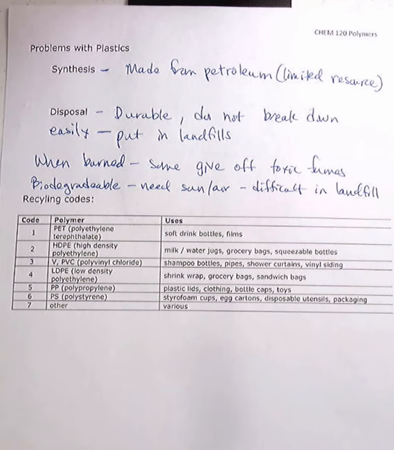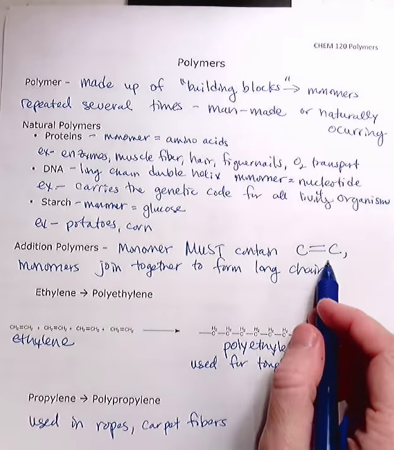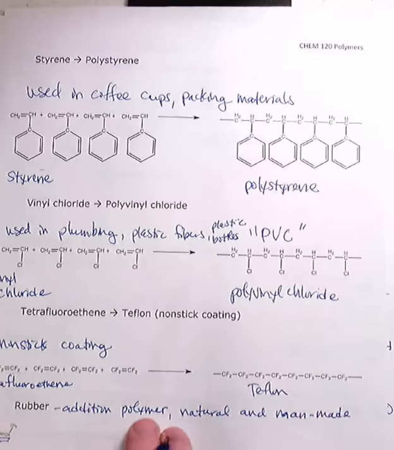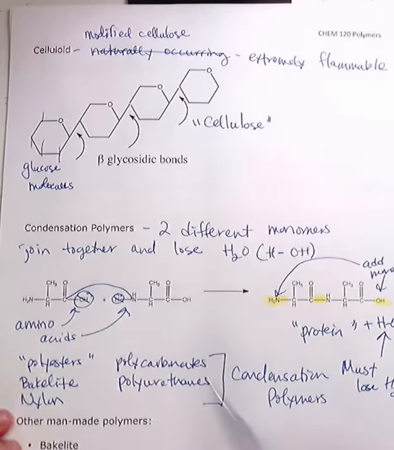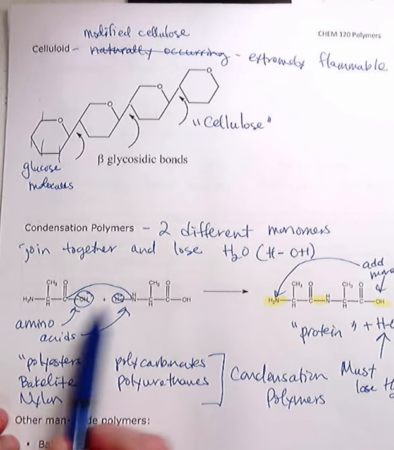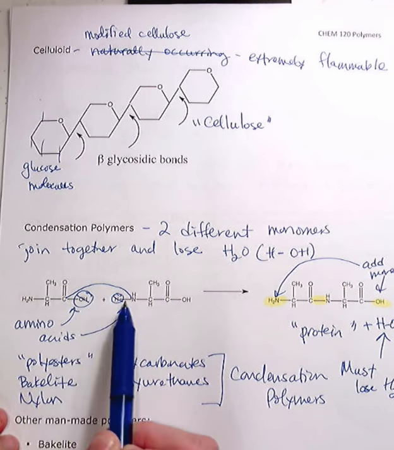So a few take-home messages just to sum up this lecture. Polymers can be natural and man-made. They are made up of monomers. Monomers are the building blocks. So poly means many. So they're made up of many monomers. There are two types of reactions that we've learned about for polymers. We've learned about the addition reactions, which, remember, you have to have the double bond. And then the condensation polymers, a water molecule is lost. Most often what we see is a water molecule being lost.